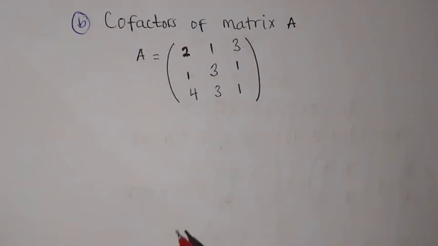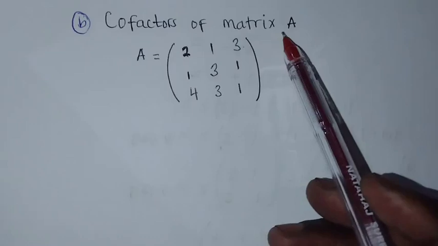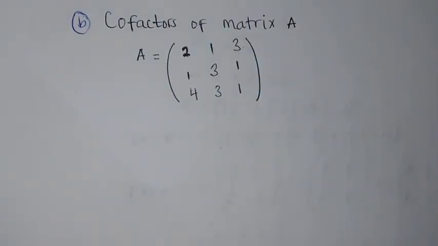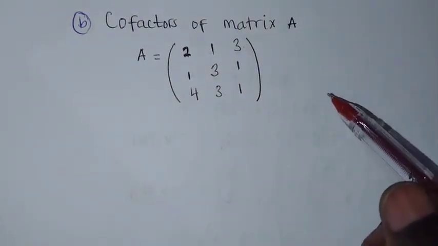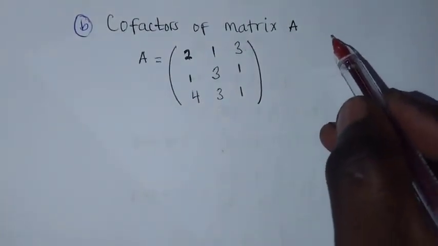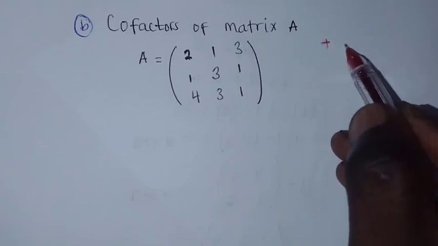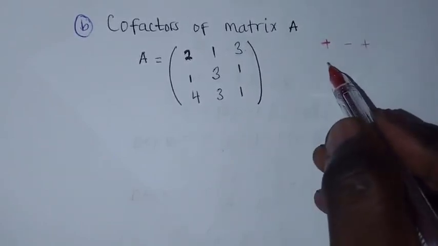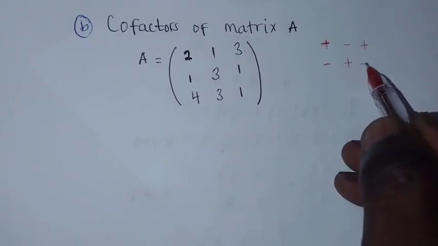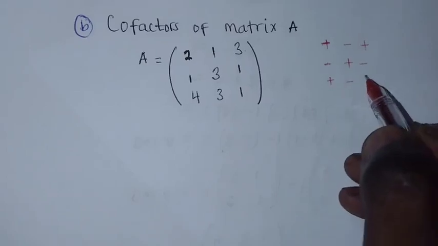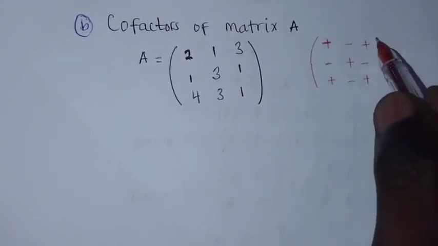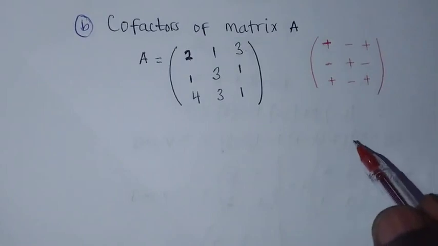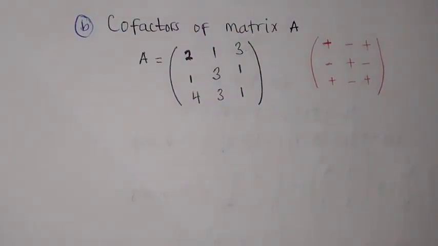So now we have come to question B, where we need to find the cofactors of matrix A. So this is matrix A. How do we find the cofactors of matrix A? To find the cofactors of matrix A, you must take note of the signs. Remember, when finding the determinant, I introduced some signs that we should take note of. So we have the plus, minus, plus. We also have the minus, plus, minus. We also have plus, minus, plus. These signs, we should not forget them. We are going to use them when finding the cofactor of matrix A.